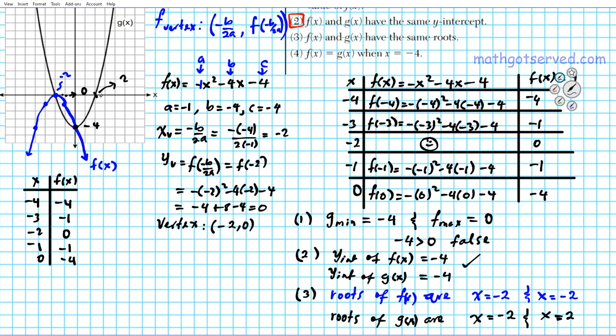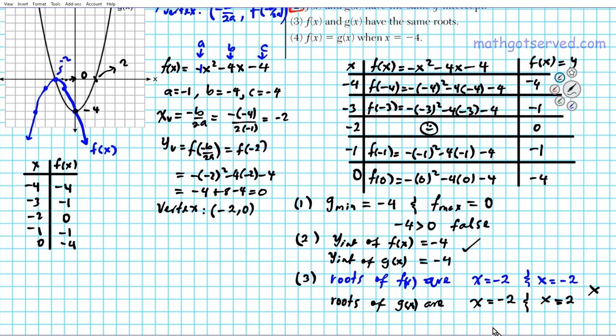G of x has a root that's not the root of f of x. The only root of f of x is negative 2, whereas g of x has 2 distinct roots. So their roots are not the same, and that means that statement 3 is false. Not the same roots. Statement 3 is false.